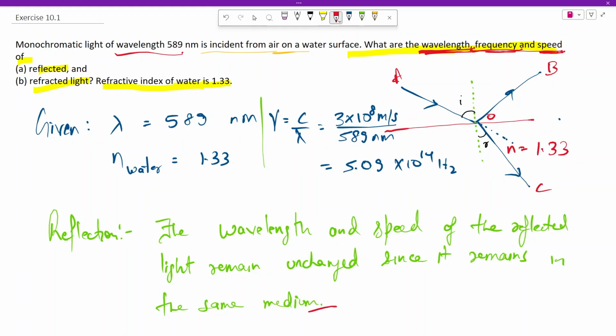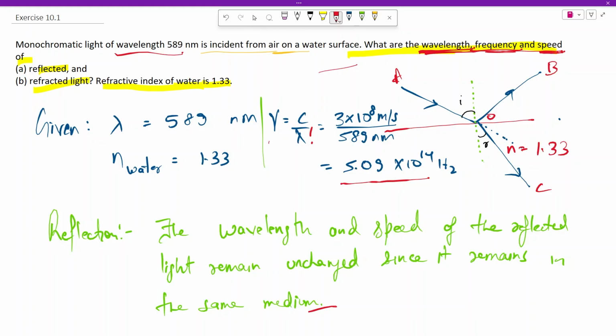The wavelength and the speed of the reflected light remain unchanged since it remains in the same medium, and we have not been given the frequency, so we will calculate the frequency with the formula. The frequency is equal to speed divided by wavelength, and that will be equal to 3 × 10^8 meter per second divided by 589 nanometer. This will give the frequency as 5.09 × 10^14 hertz.